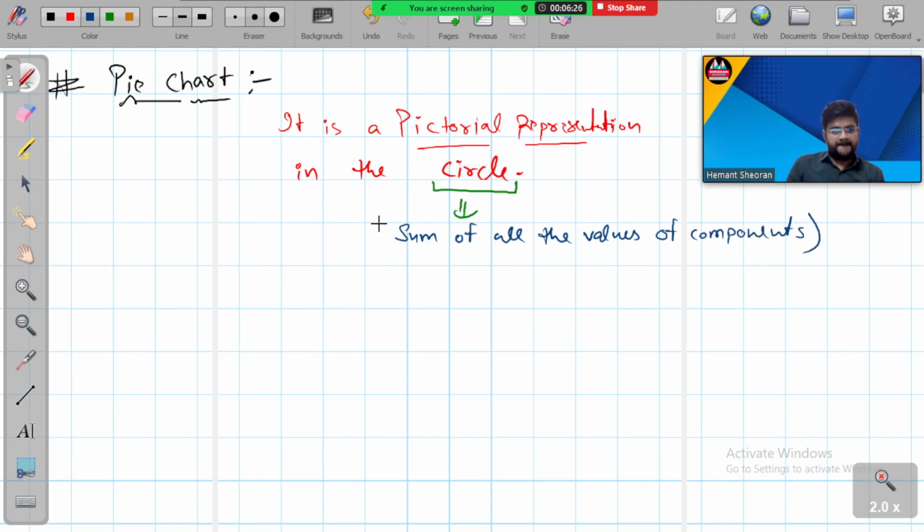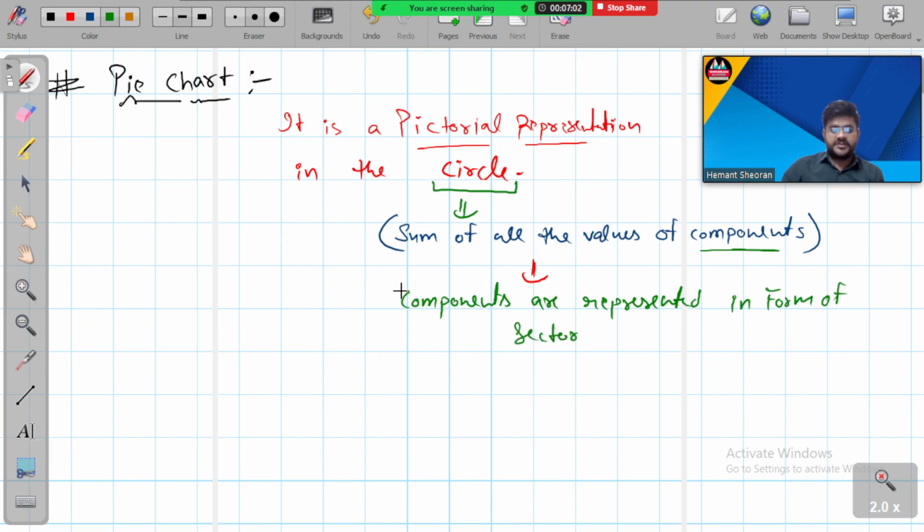Next important thing: how we represent different components. We are representing them in a circle, but there are many parts in a circle. So in which specific part are you representing them? We represent them in sectors. So the components are represented in the form of sectors.